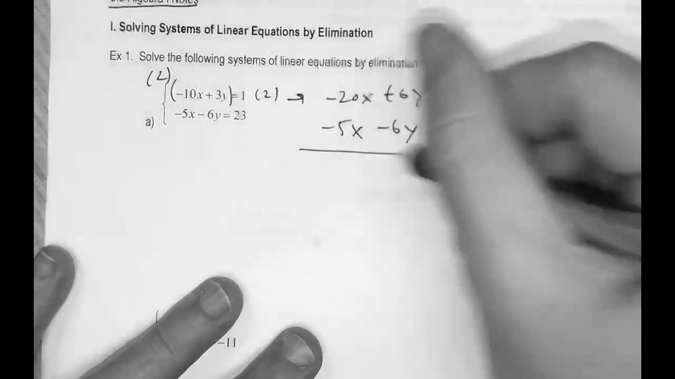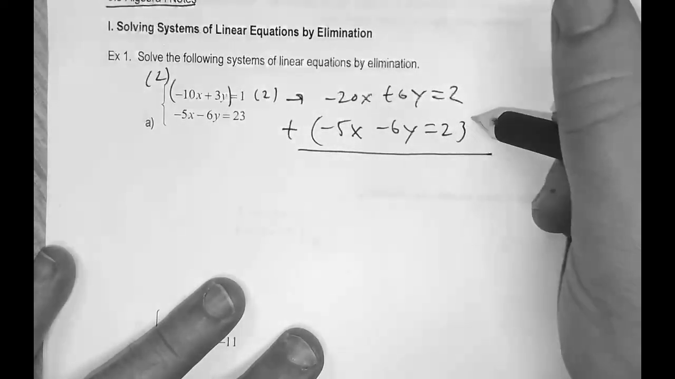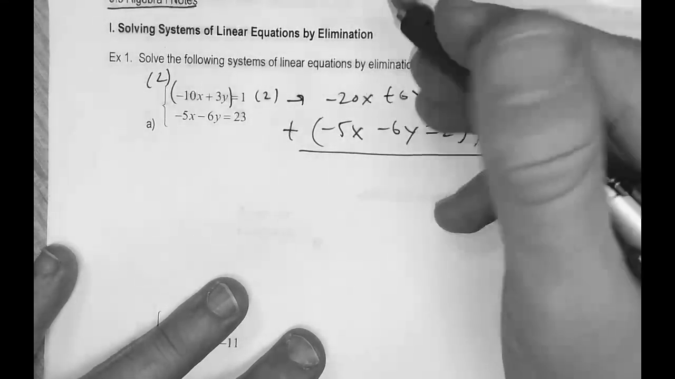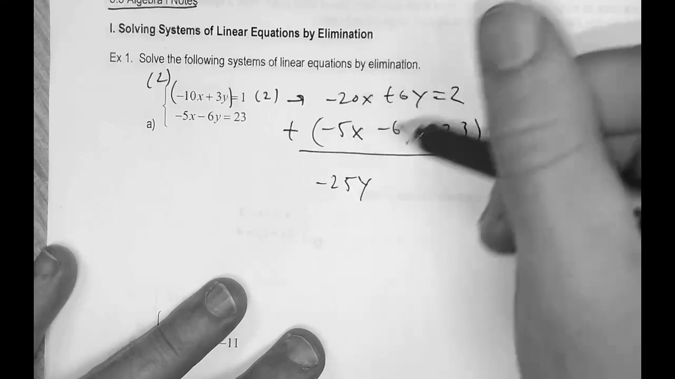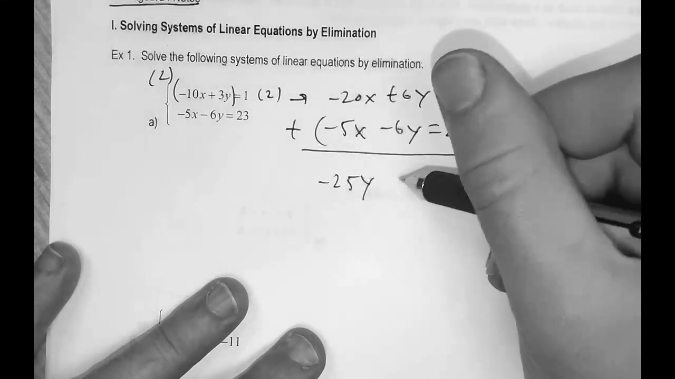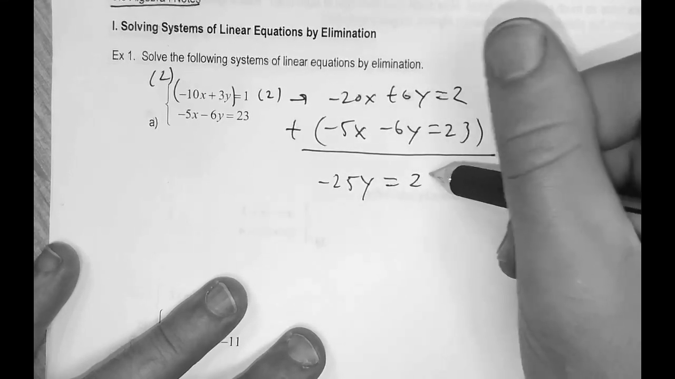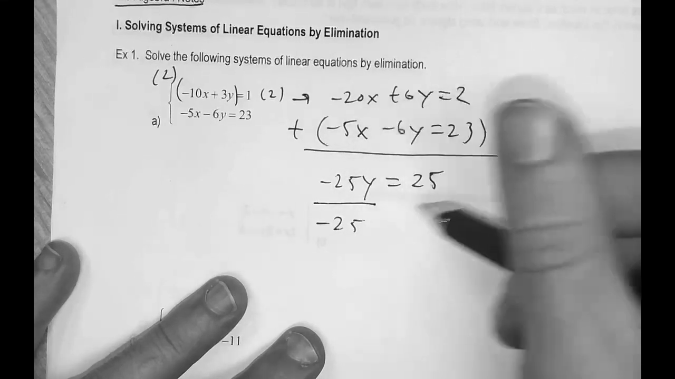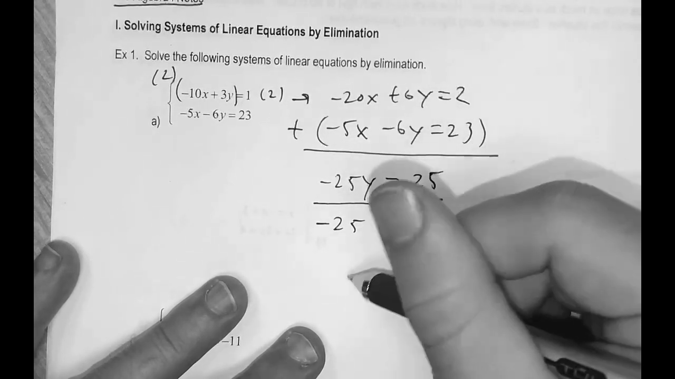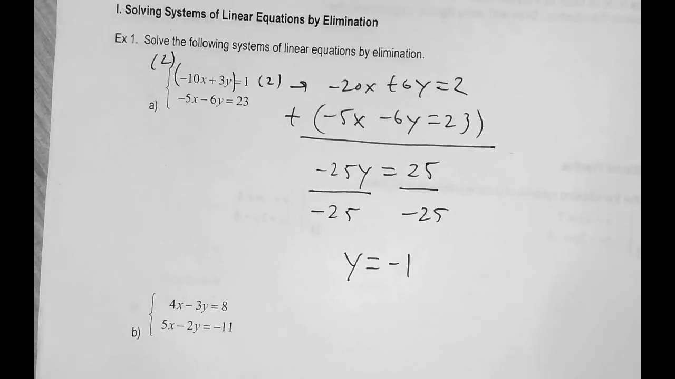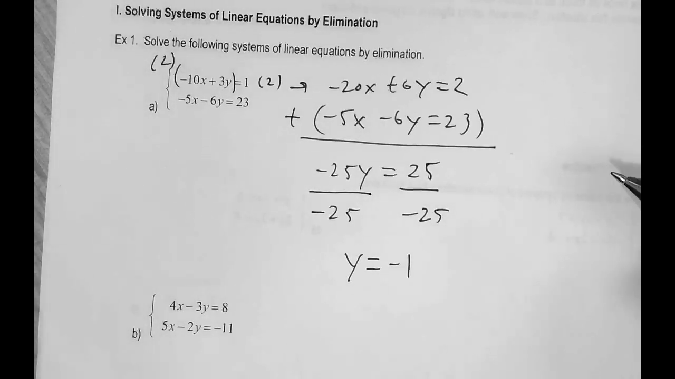Now, when I add these together, like this, everything has to be lined up when we add them. We're going to get negative 25x, but then 6y and negative 6y are going to cancel. So it's just going to be negative 25x equals 25. I can then divide this by negative 25, divide this by negative 25, and I know that x equals negative 1. Okay?